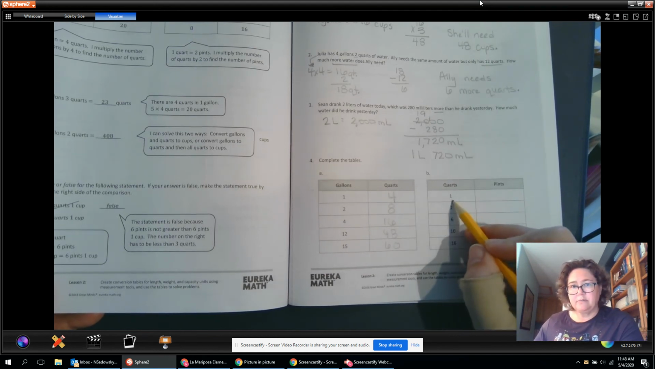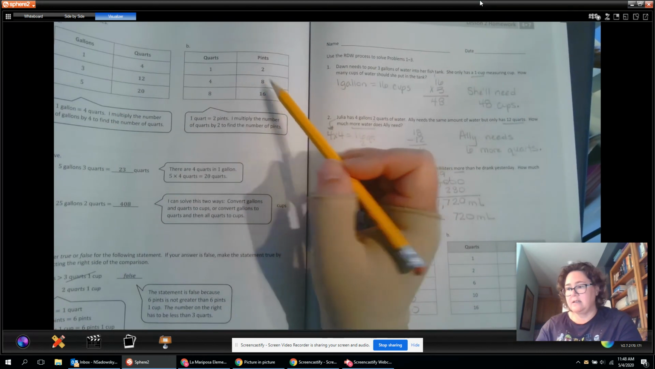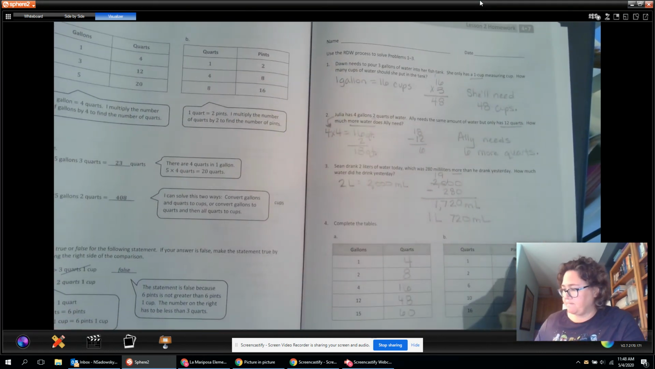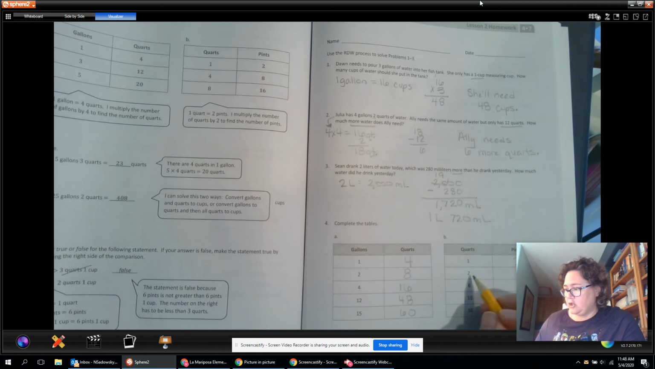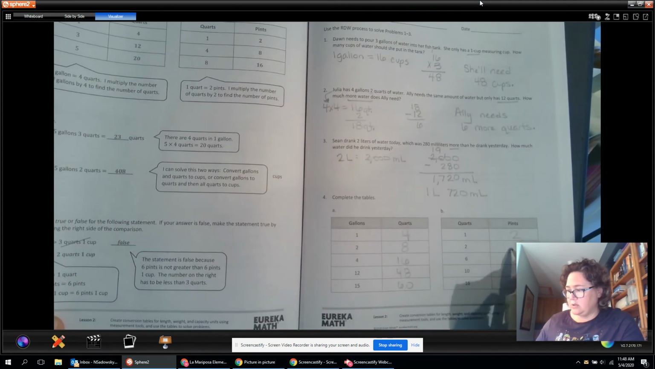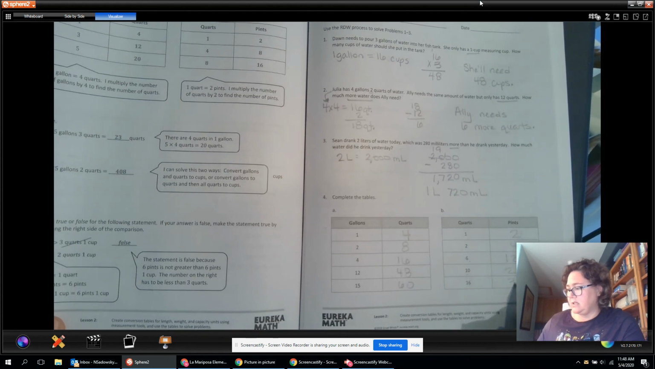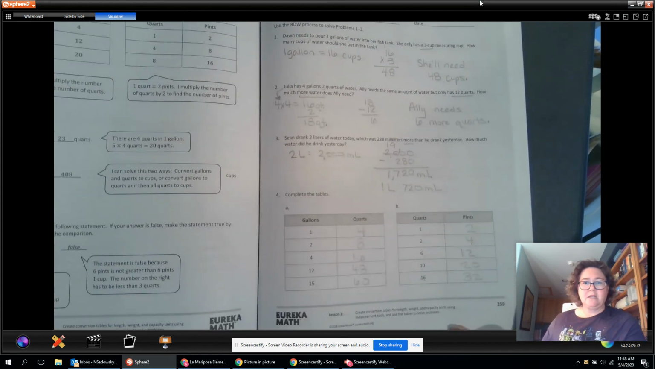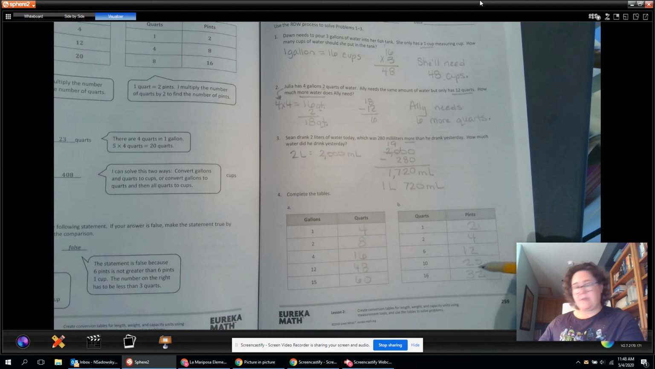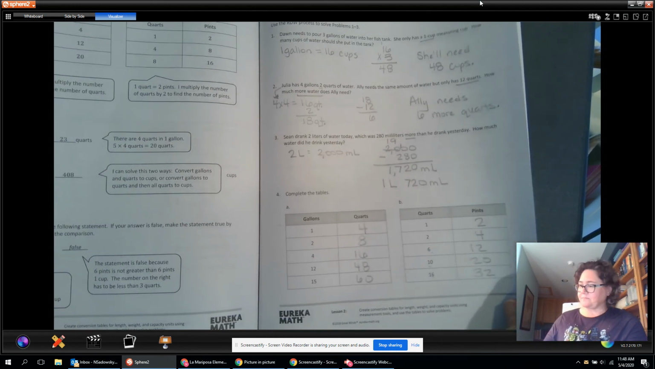Quarts to pints. If you look at the chart on the other side, 1 quart is 2 pints. So 2 quarts, 2 times 2 is 4. 6 times 2 is 12. 10 times 2 is 20. And 16 times 2 is 32. So hopefully you got these same answers that I am getting here.